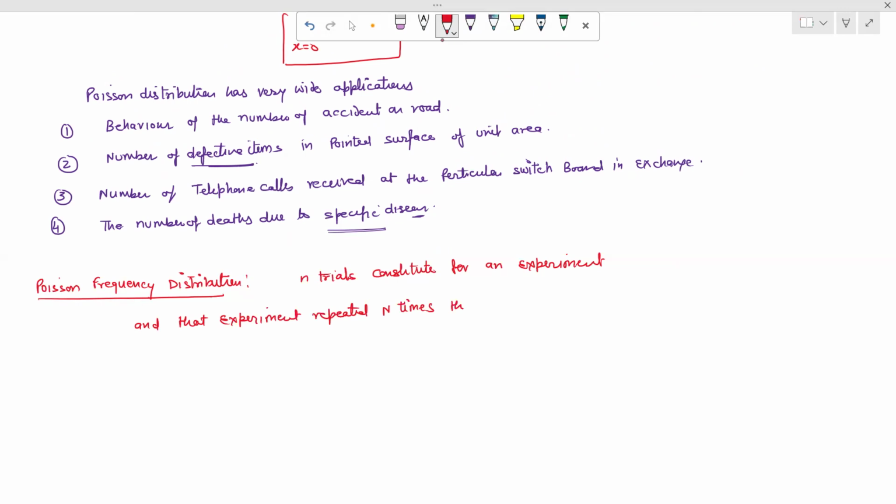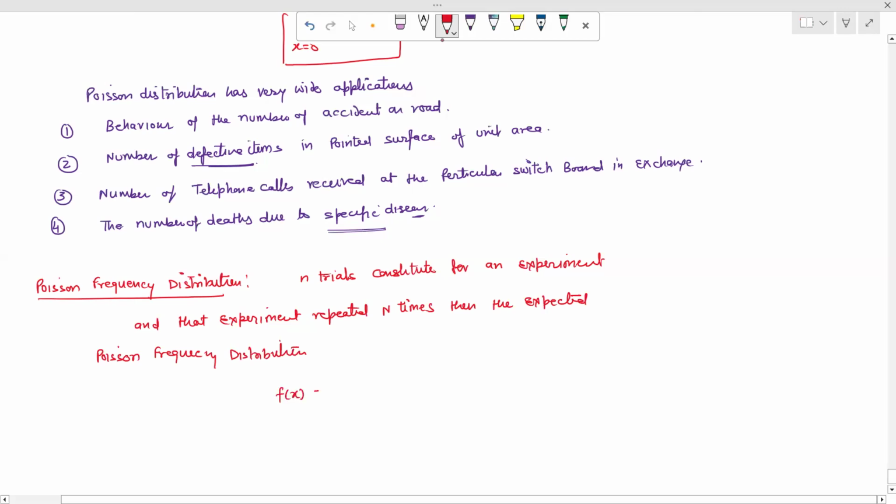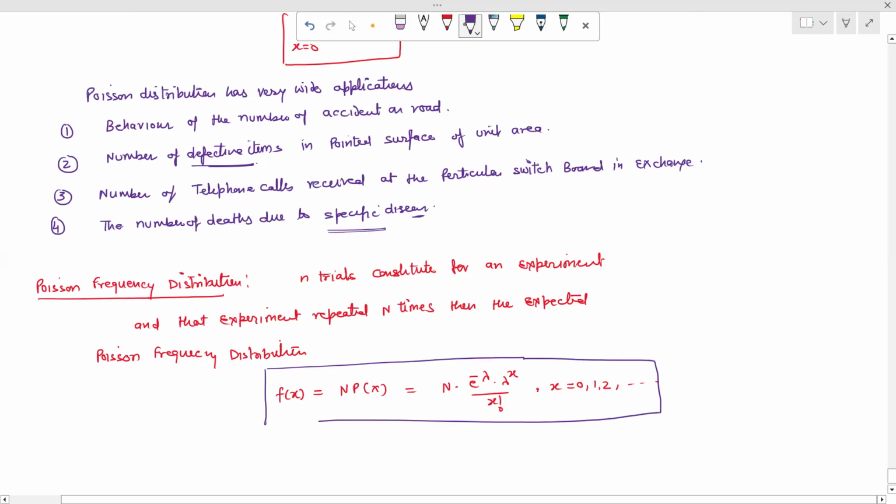So then the expected Poisson frequency distribution is denoted by f(x) equal to N into p(x). So this can be written as N into p(x), where p(x) means e raised to the power minus lambda, lambda raised to the power x upon factorial x, where x is equal to 0, 1, 2, 3, and so on. So this is the Poisson frequency distribution. That means N trials constitute an experiment, or that experiment is repeated N times. So we use the Poisson frequency distribution in such cases.